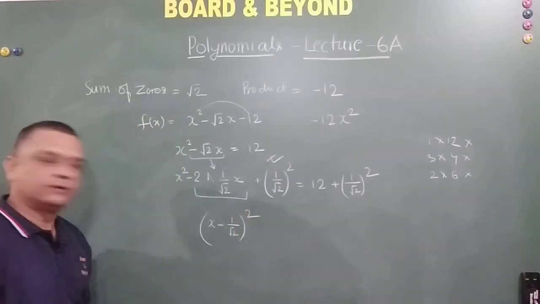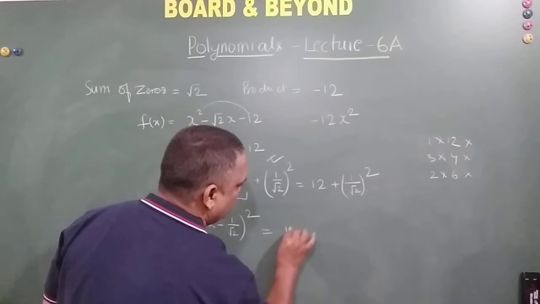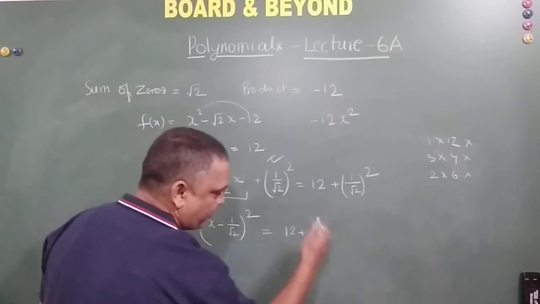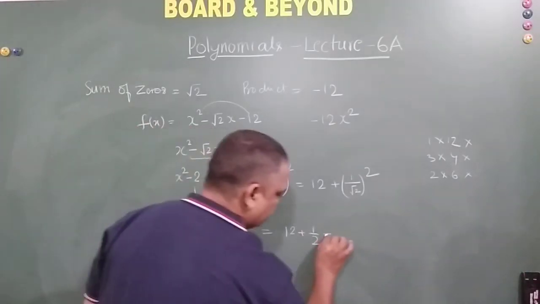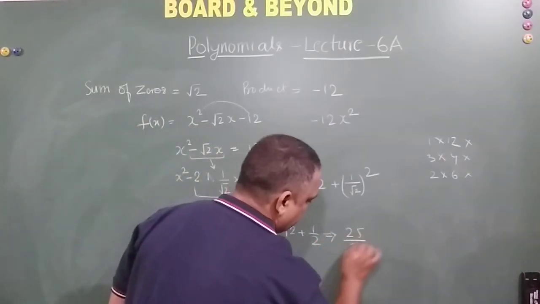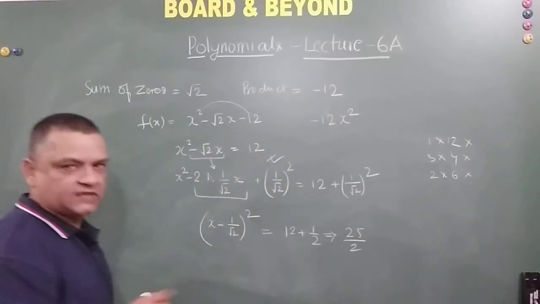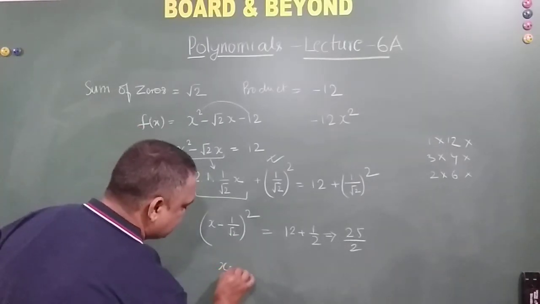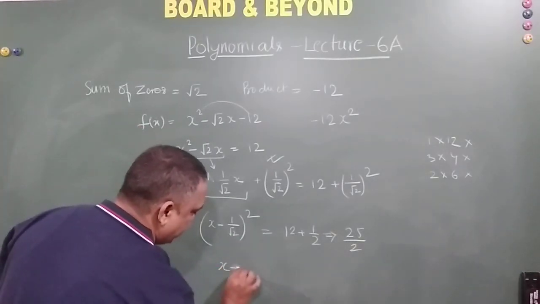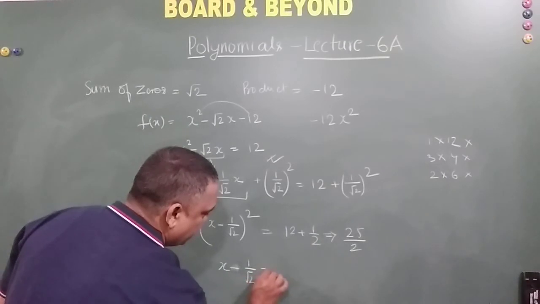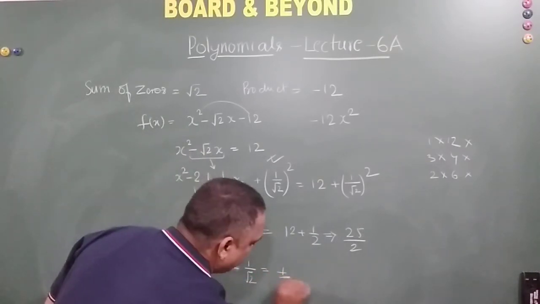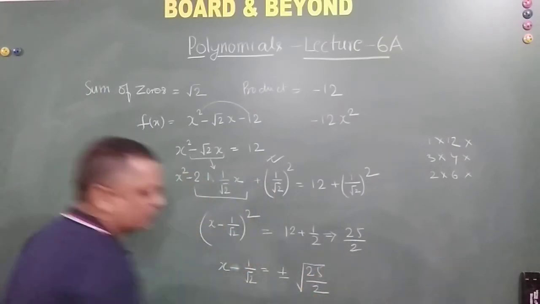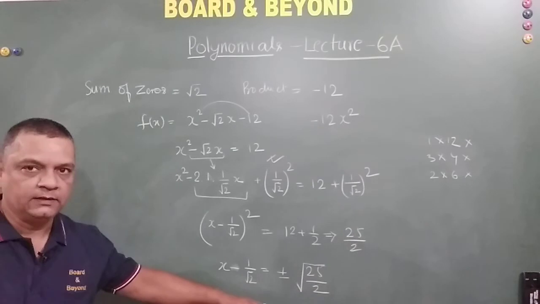You are all able to get it? Okay. This is equal to 12 plus 1 by 2. Right? So this is equal to 24 plus 1, that is 25 by 2. So I am skipping a few steps here. Okay. Please don't mind that. So this is equal to x minus 1 by root 2 is equal to plus or minus root of 25 by 2. You are able to get it till here.